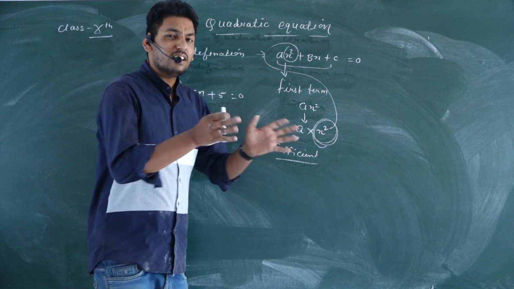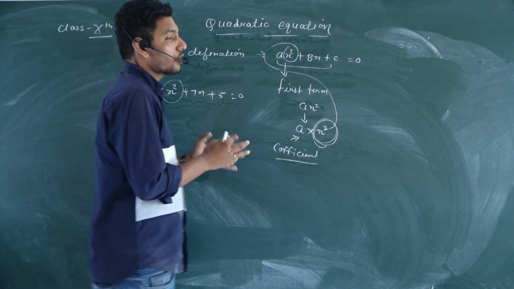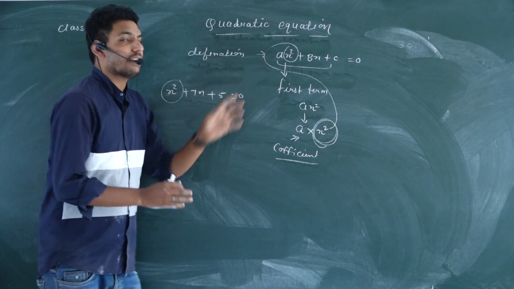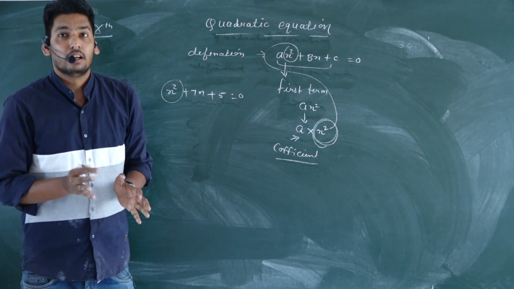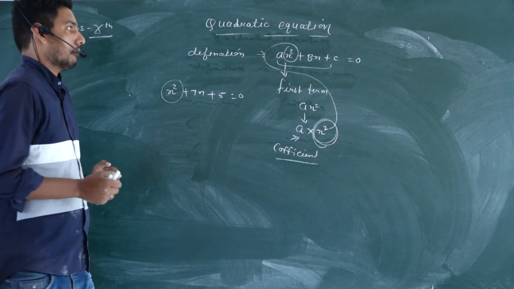That means the definition of the quadratic equation is clear. What is the definition of a quadratic equation, students? The equation which starts from the 2 power of the variable is called the quadratic equation.